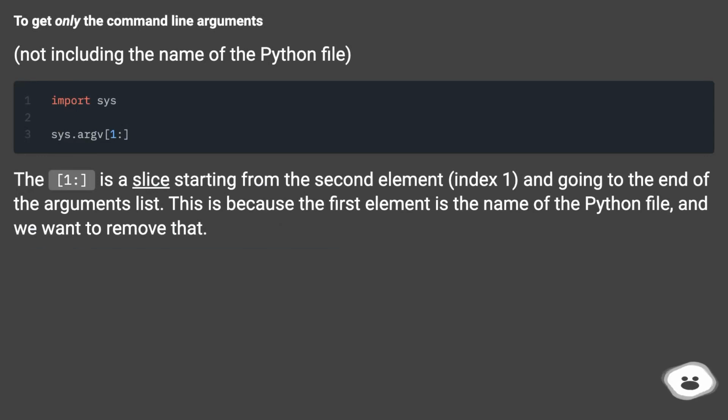To get only the command line arguments, not including the name of the Python file, the colon one is a slice starting from the second element, index 1, and going to the end of the arguments list. This is because the first element is the name of the Python file, and we want to remove that.